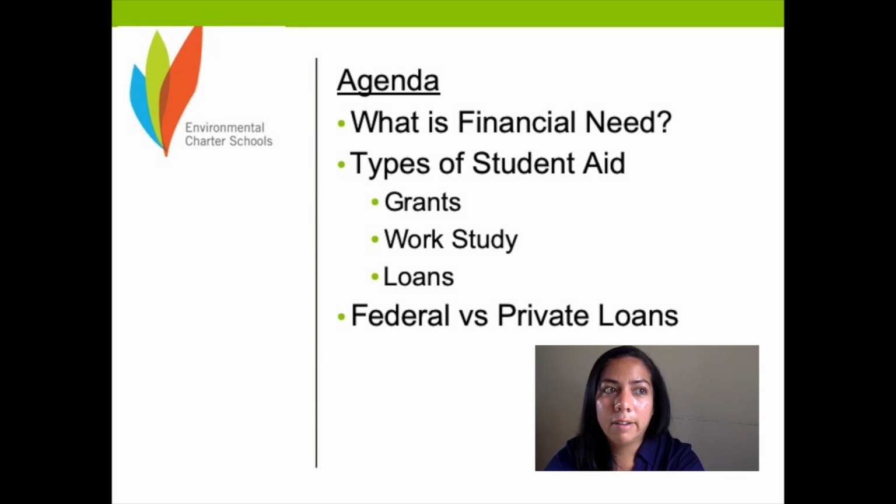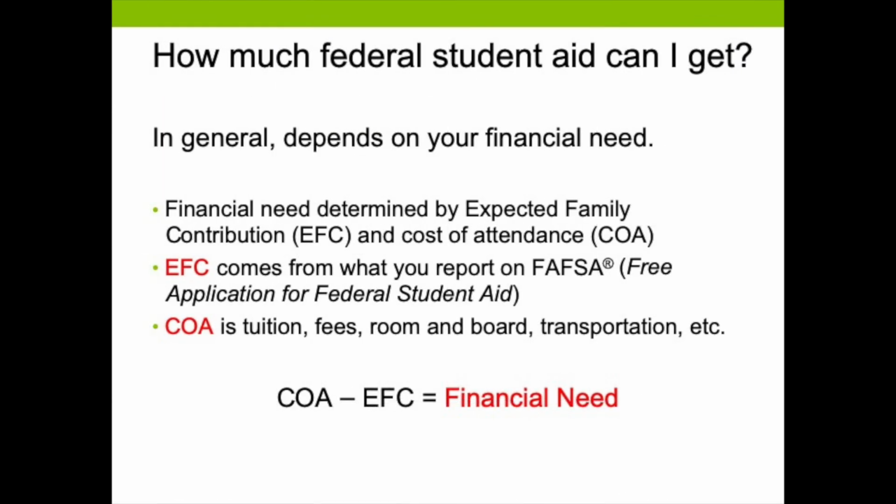The first question I have is, what is financial need and where does it come from? And how do schools determine how much money you're eligible for? So here we go. You might be wondering how much federal student aid you're eligible for. And that all depends on your financial need. And your financial need is determined by each of the colleges you applied to and got accepted.